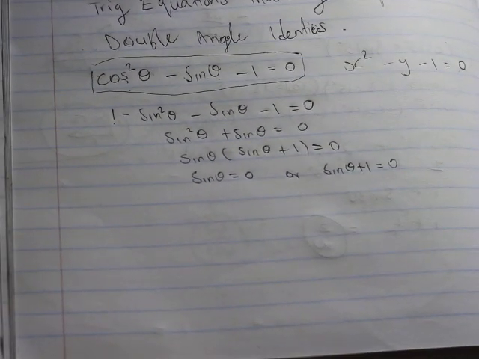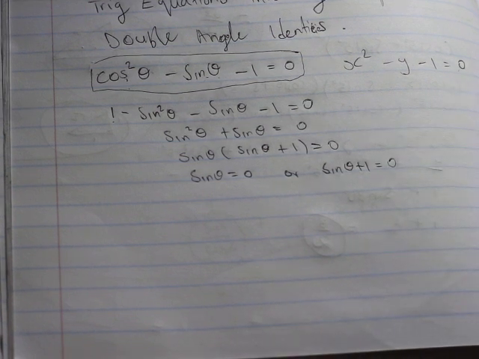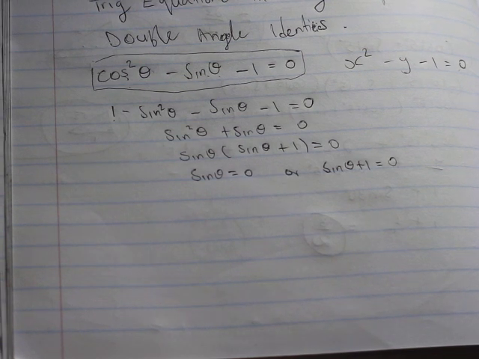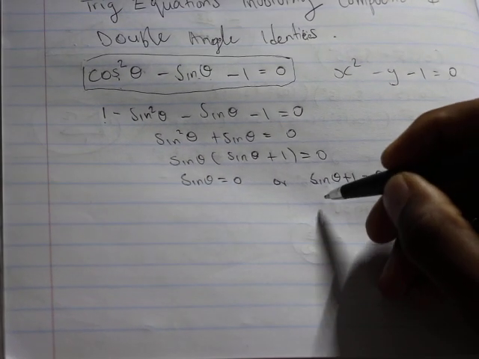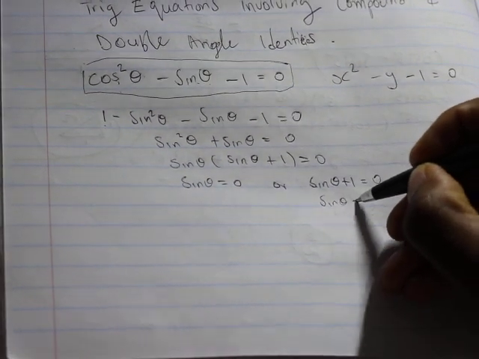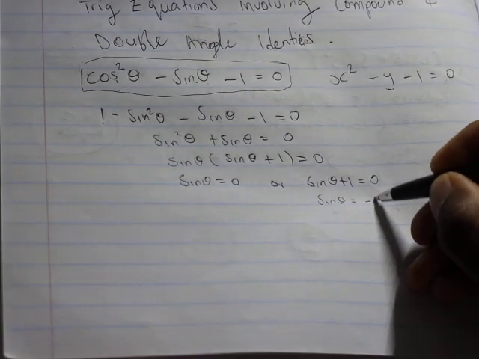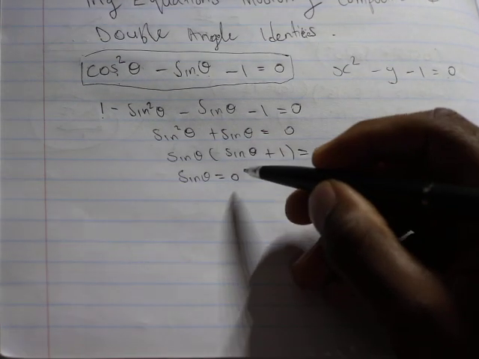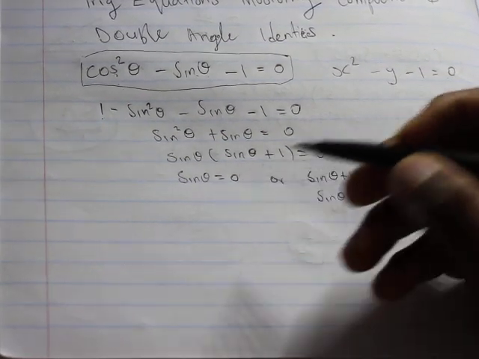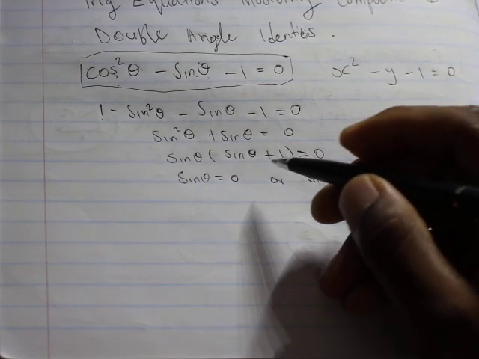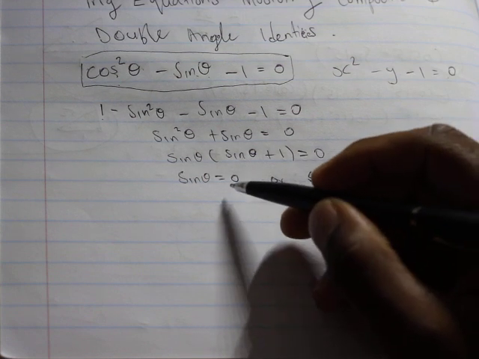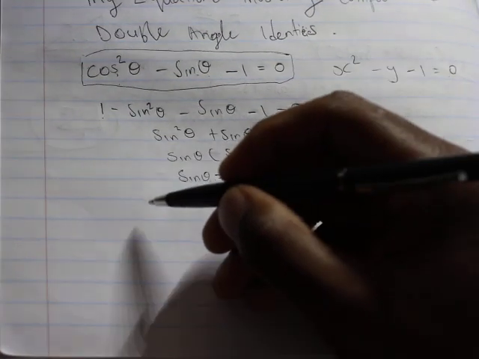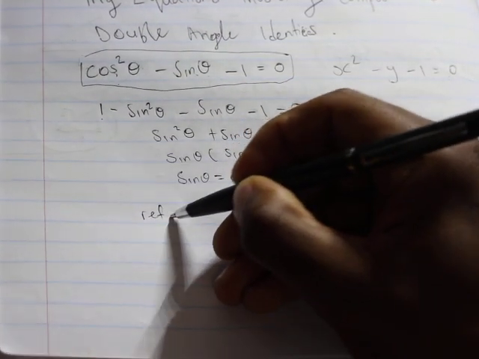Now this becomes a general solution. We need to find the reference angle. It gets complicated. So sine theta is basically equal to 0. If it's 0, it's positive, so first quadrant and second quadrant. And the reference angle is going to be what?